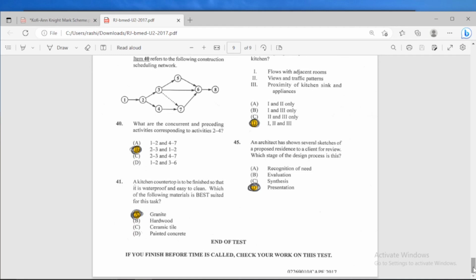Item 45. An architect has shown several sketches of a proposed residence to a client for review. Which stage of the design process is this? So this would be the presentation stage. So they are presenting what they did to the client.